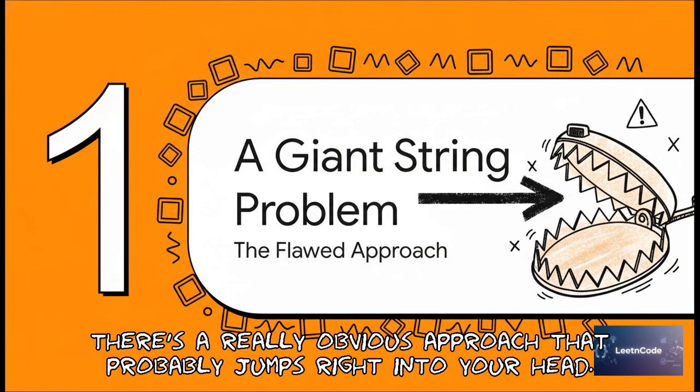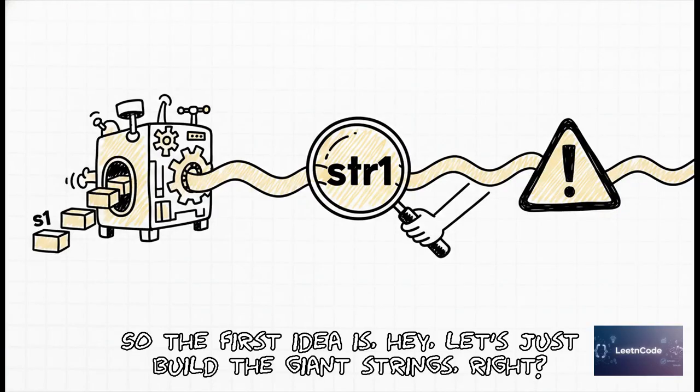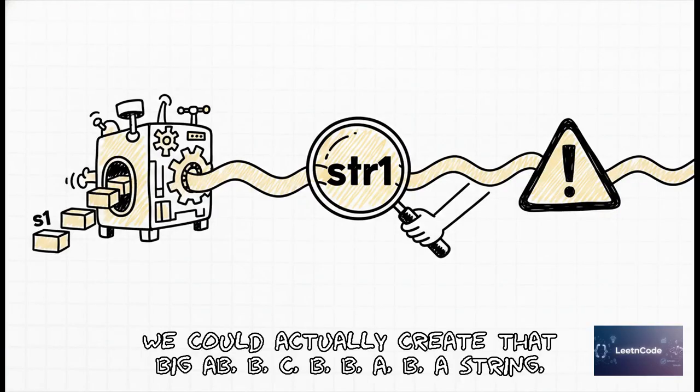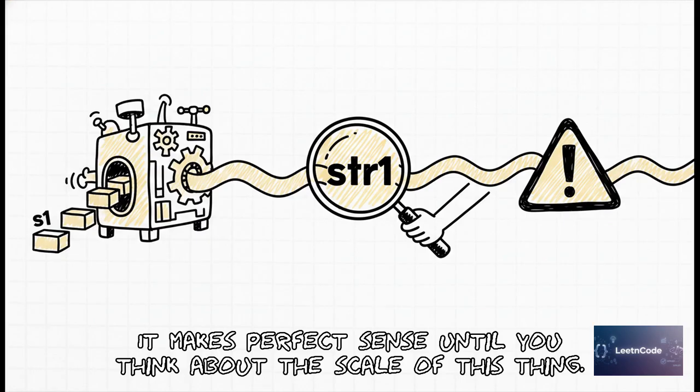All right, when you first look at a problem like this, there's a really obvious approach that probably jumps right into your head. But, and this is a big but, that obvious approach is actually a massive trap. So the first idea is, hey, let's just build the giant strings, right? We could actually create that big string and then just go hunting through it for ABAB. It makes perfect sense until you think about the scale of this thing.